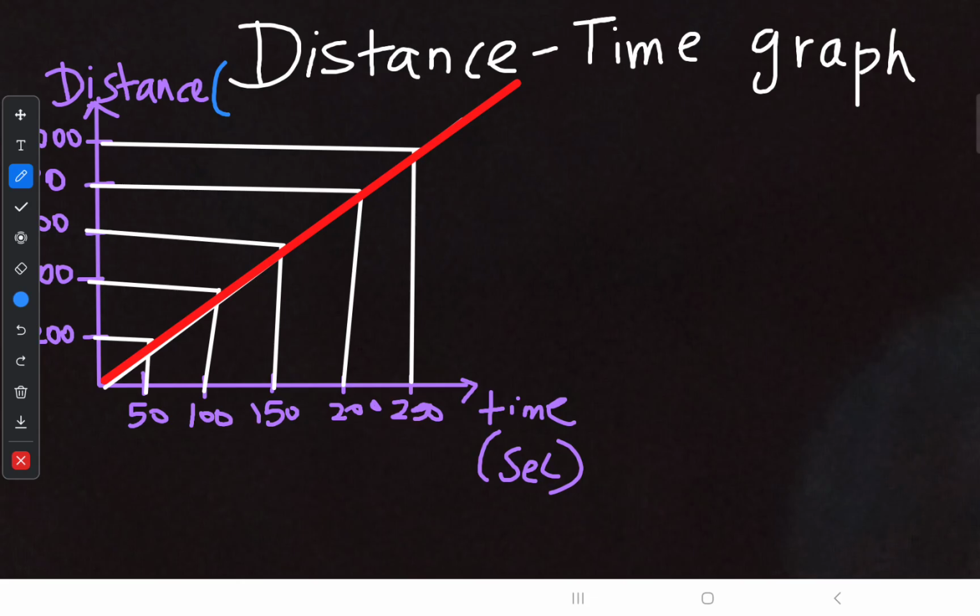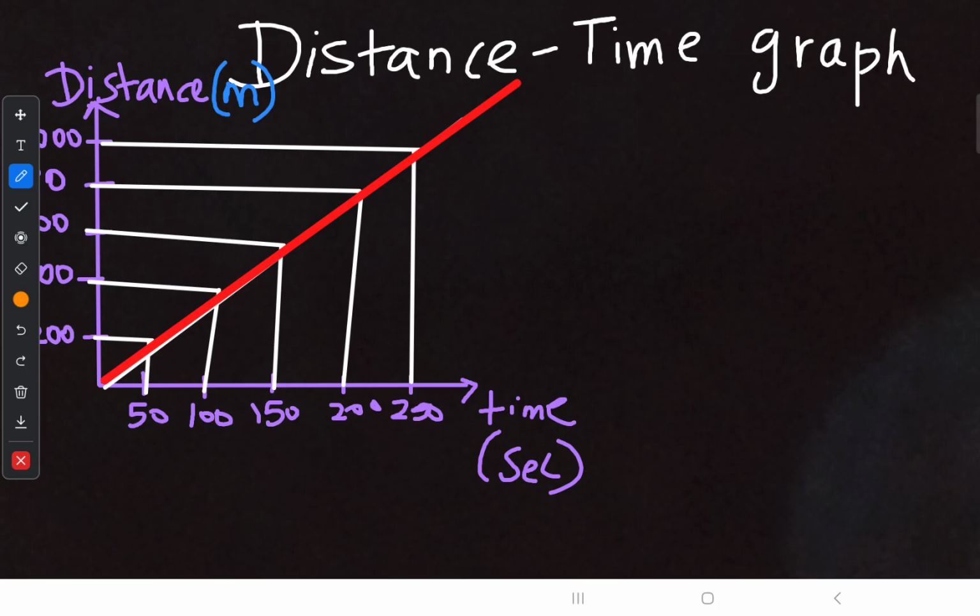Mostly you will receive your time in seconds or hours, because the units for speed or velocity are kilometers per hour or meters per second. That's why we receive time in seconds or hours. Sometimes it might be minutes also. Here I indicated the distance in meters.